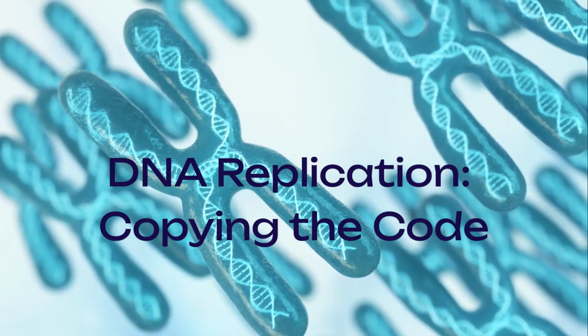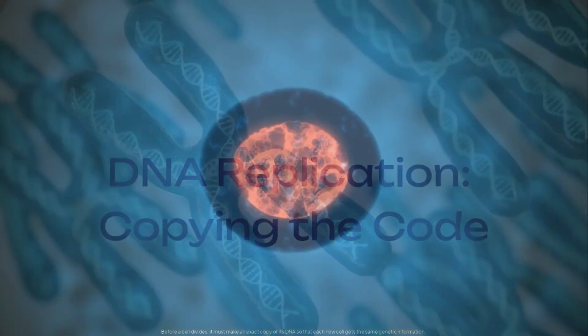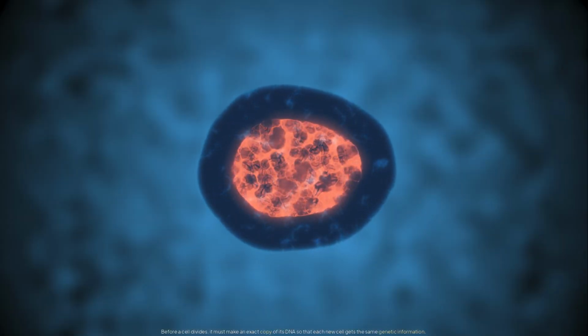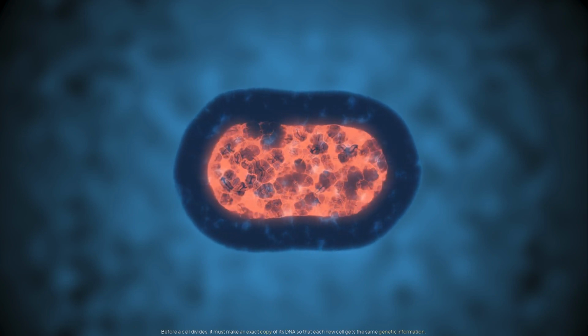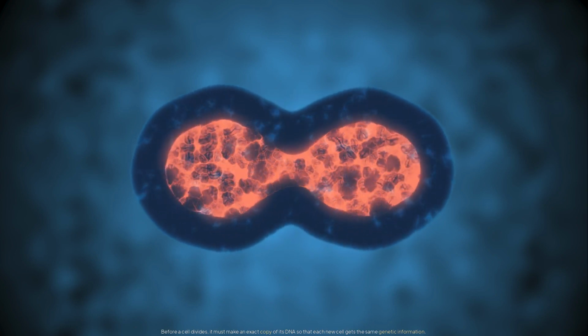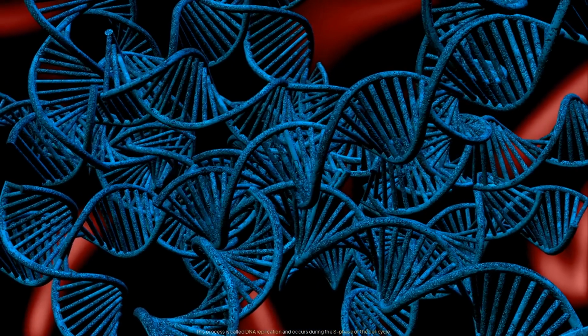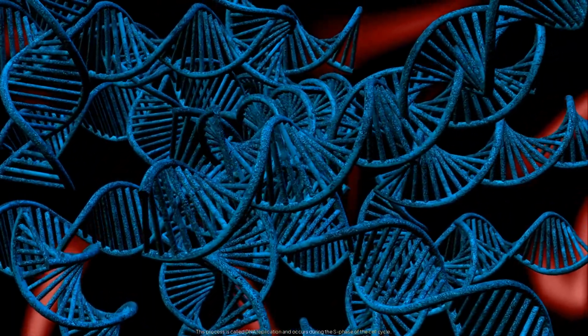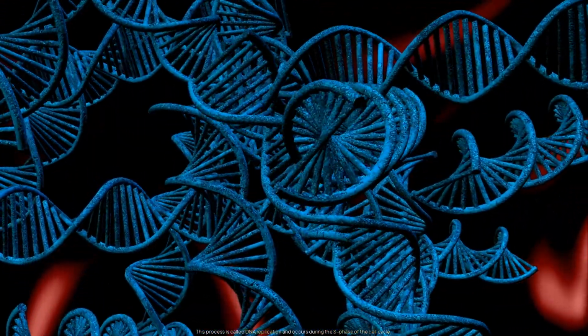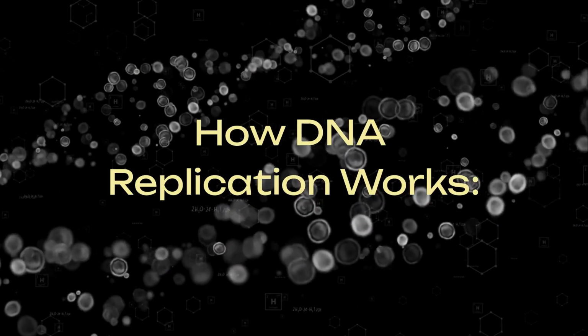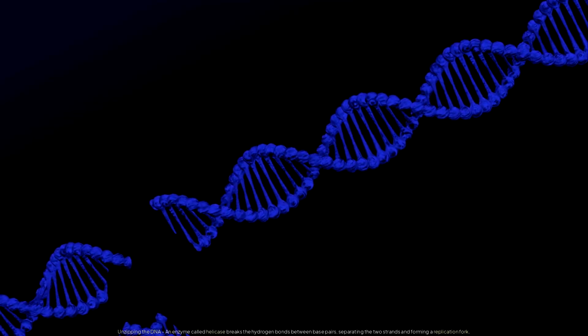DNA replication, copying the code. Before a cell divides, it must make an exact copy of its DNA so that each new cell gets the same genetic information. This process is called DNA replication and occurs during the S phase of the cell cycle. How DNA replication works. Unzipping the DNA.